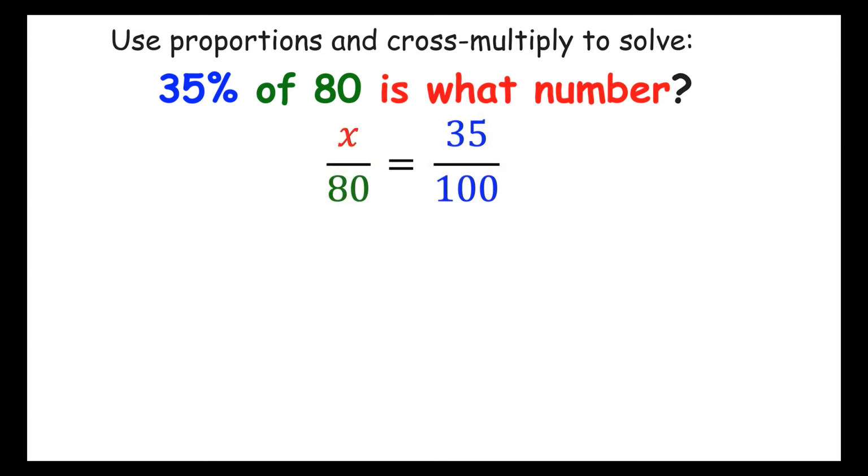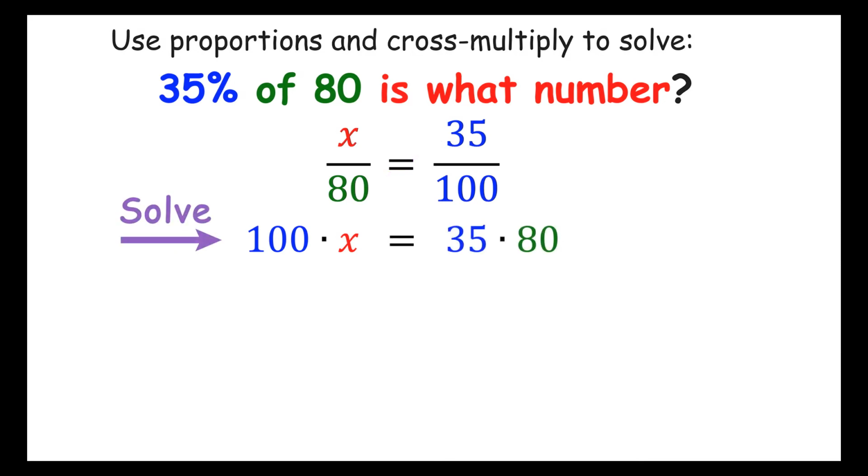To cross multiply, we multiply up and across the equal sign to get 100 times x equals, and then multiply up and across the equal sign in the other direction to get 35 times 80. Now we just have to solve the equation 100 times x equals 35 times 80.